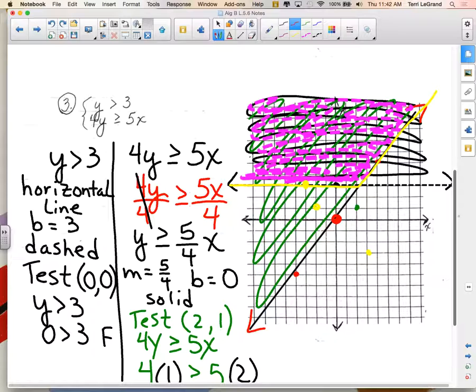Okay. Michaela. 4 or 5. Okay, let's try that one. 1, 2, 3, 4, 5. Right there. Is that a solution to our system? Yes. Why? It's on the boundary. It's not a solid line.